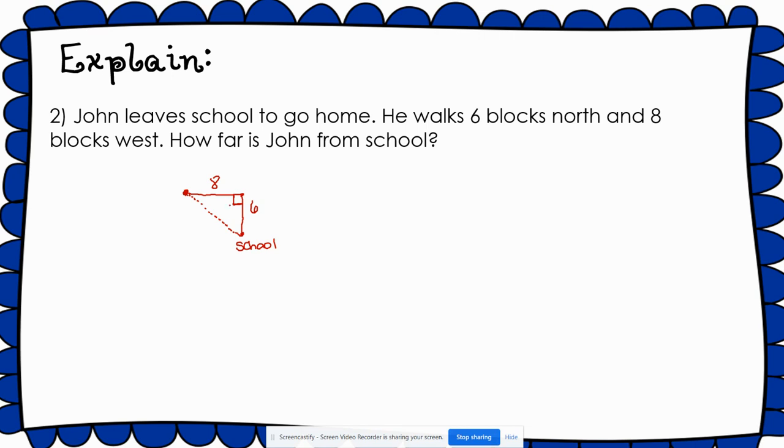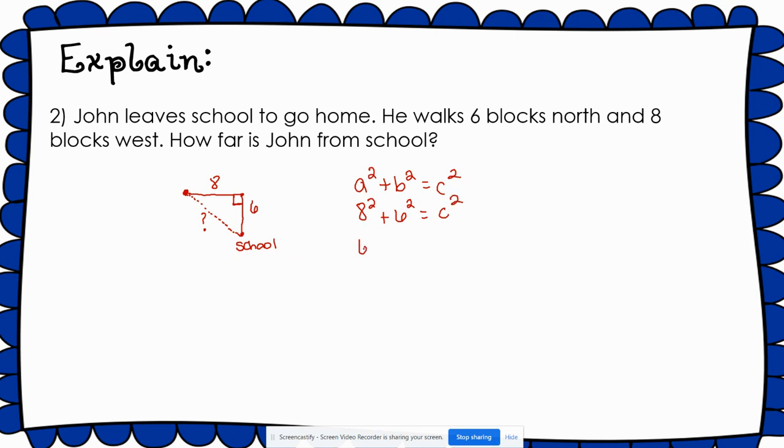So what we've done again is created another right triangle, and what we're missing is the hypotenuse, which would tell us the distance from where John is now to the school. Well, we know both of our legs, so when we have our formula a squared plus b squared equals c squared, we're going to plug in 8 and 6 for our legs, but we know that we're missing our hypotenuse.